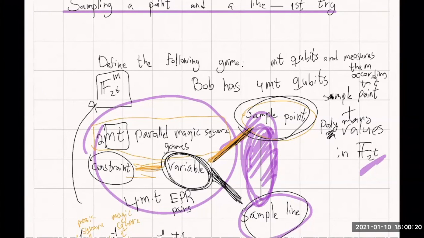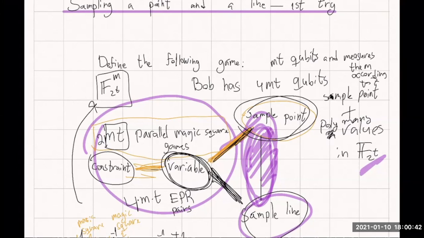Now, if you only need both of them to measure in the Z basis, then just give them classical strings. You don't need to force them to measure in the Z basis if you can give them classical strings. Okay, so no, the point is... what do you mean, if I can give them classical strings?